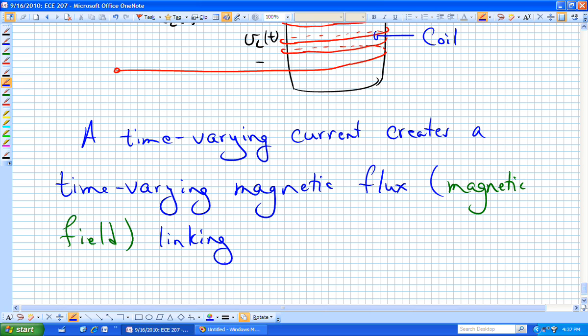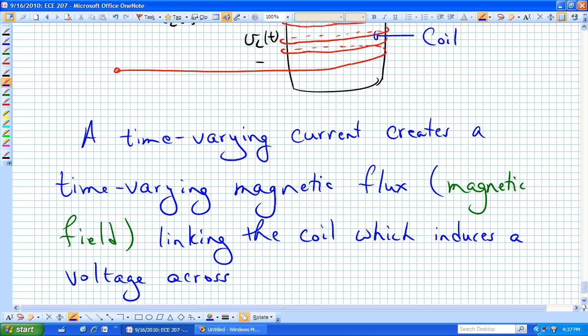And that magnetic flux is going to link the coil, or those elements of the coil, so that now all that wire is getting linked together to create this inductor. So linking the coil induces a voltage across those coil windings. What does it mean to link the coil?